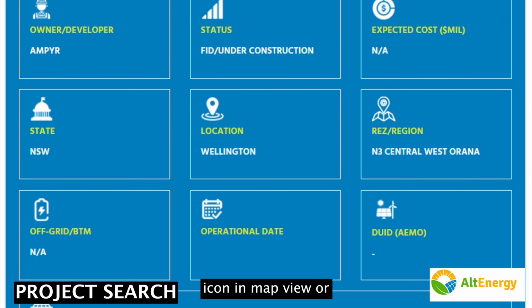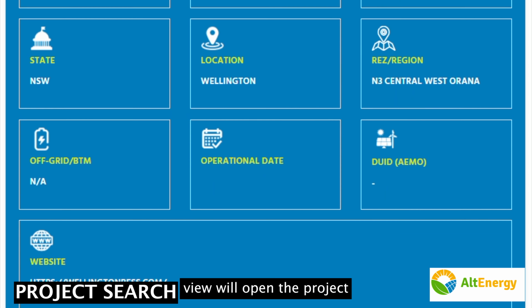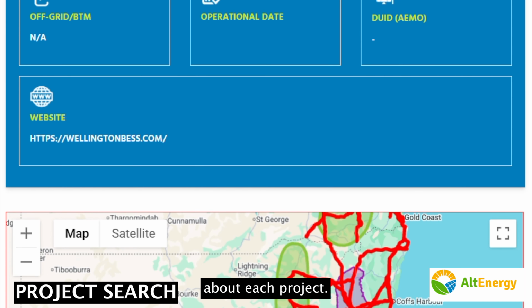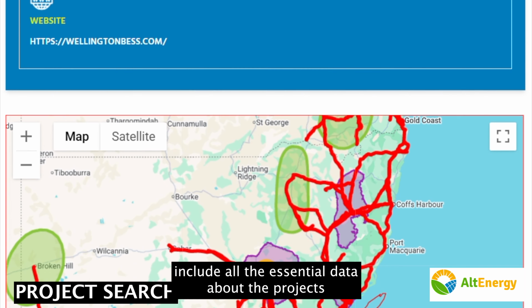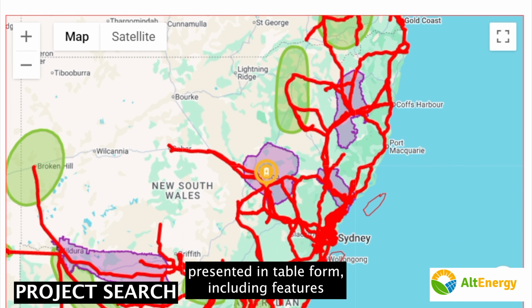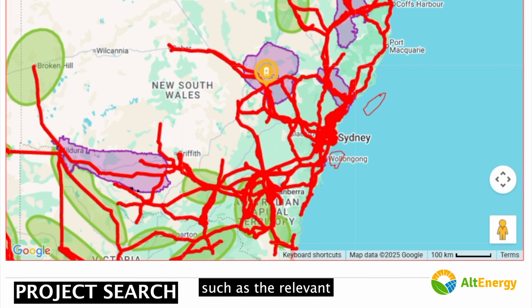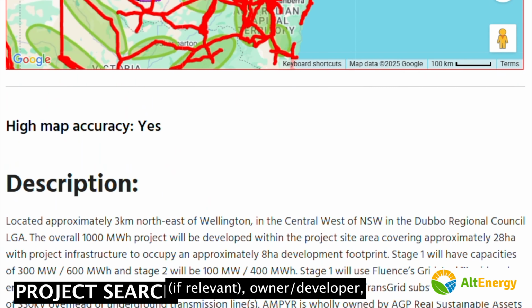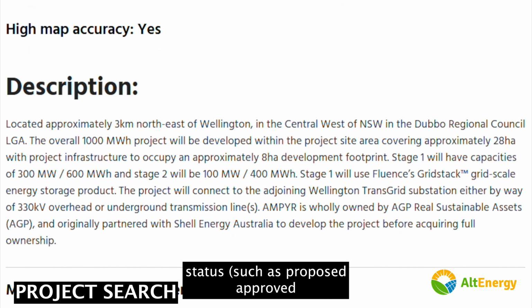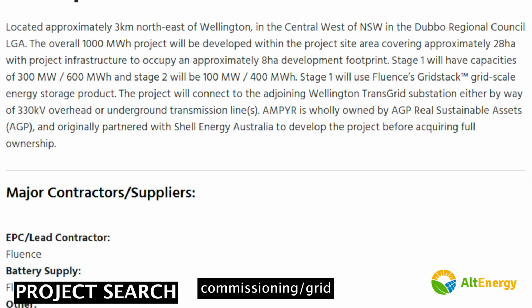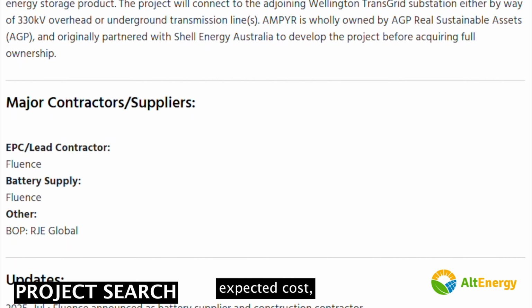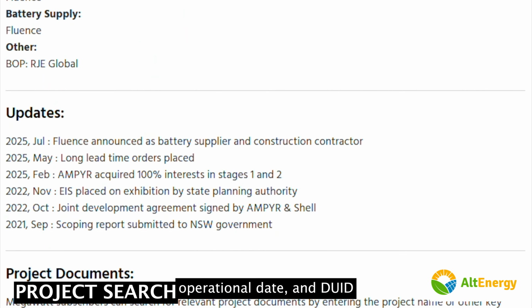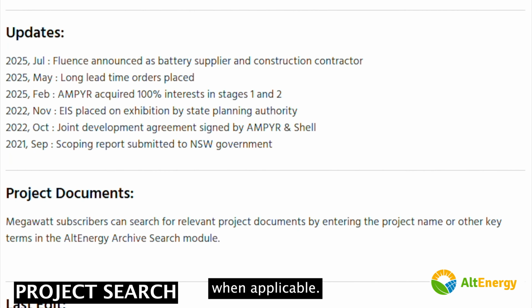Clicking either the project icon in Map View or the project name in List View will open the project's datasheet, which contains more detailed information about each project. These project datasheets include all the essential data about the projects presented in table form, including features such as the relevant technology, capacity, storage capacity if relevant, owner/developer, status such as proposed, approved, FID/under construction, commissioning/grid connection or cancelled, expected cost, state including NZ, location, REZ/region, operational date, and DUID when applicable.